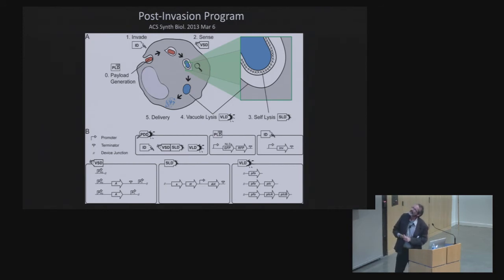So ultimately, the full design was approximately 500 kilobases of DNA, which, given it's a 4 megabase genome, is not an insignificant fraction of the genome. This is just a piece for invasion. It has this idea that you're going to generate some payload. You're going to have an invasion module, which is the invasin. You're going to have a vacuole sensing module, which says, I know I'm in a vacuole. I'm going to have a vacuole lysis device, so I can kill the vacuole. I'm going to have a device that lyses myself, so I can deliver my kill.